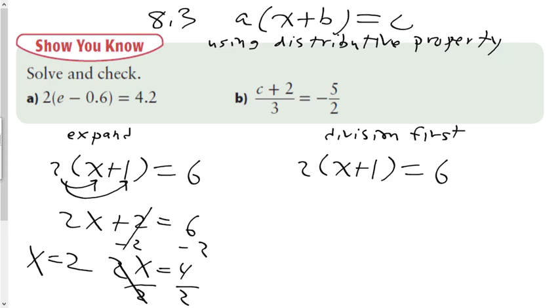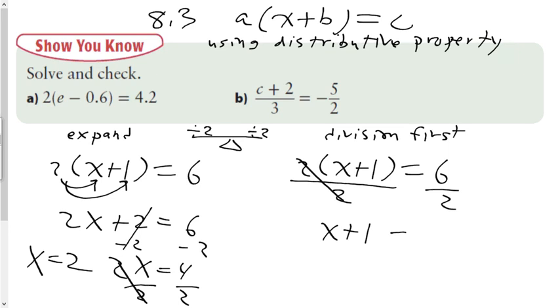You also learned in grade 8 that you could use division first. So instead of saying I have two groups of x plus 1, we understand that this is an equation, so it's balanced. If I divide this side by 2 and divide this side by 2, I maintain equality. So if I divide this side by 2, instead of having two groups of x plus 1, I will have just one group of x plus 1. And over here, I'll have 3. Once I solve that, I would subtract 1 and subtract 1. And my solution is still the same thing I got over on the other side, x equals 2, but I took a slightly different path to get it.